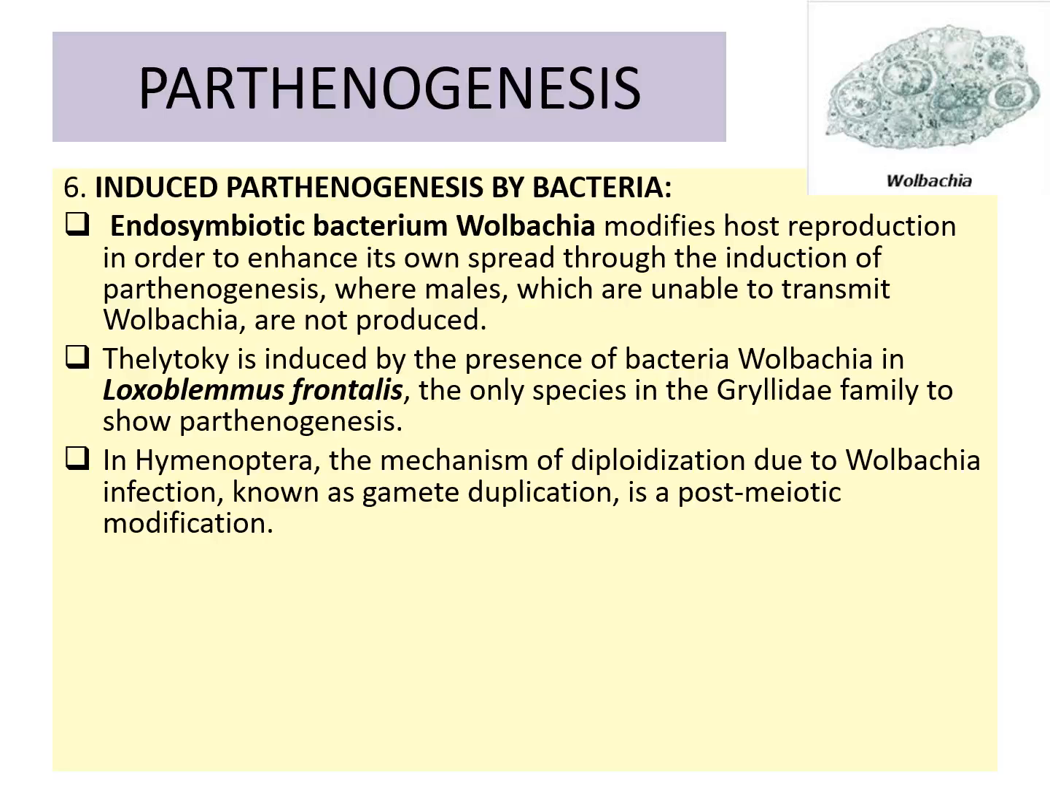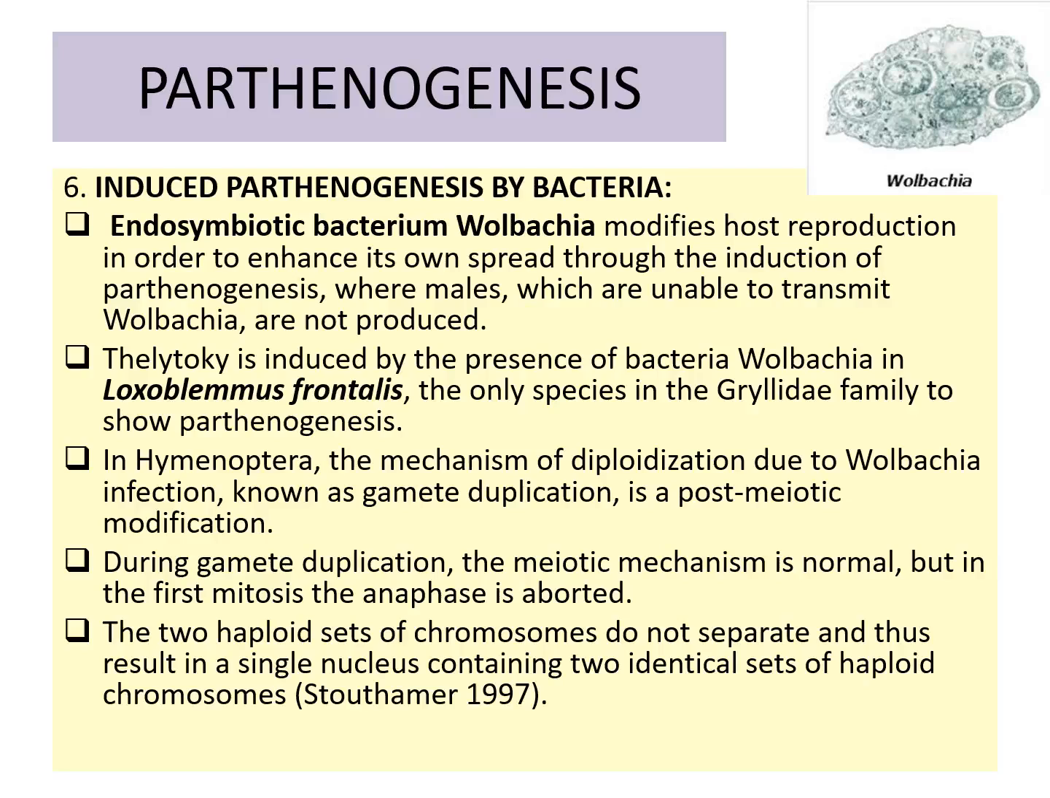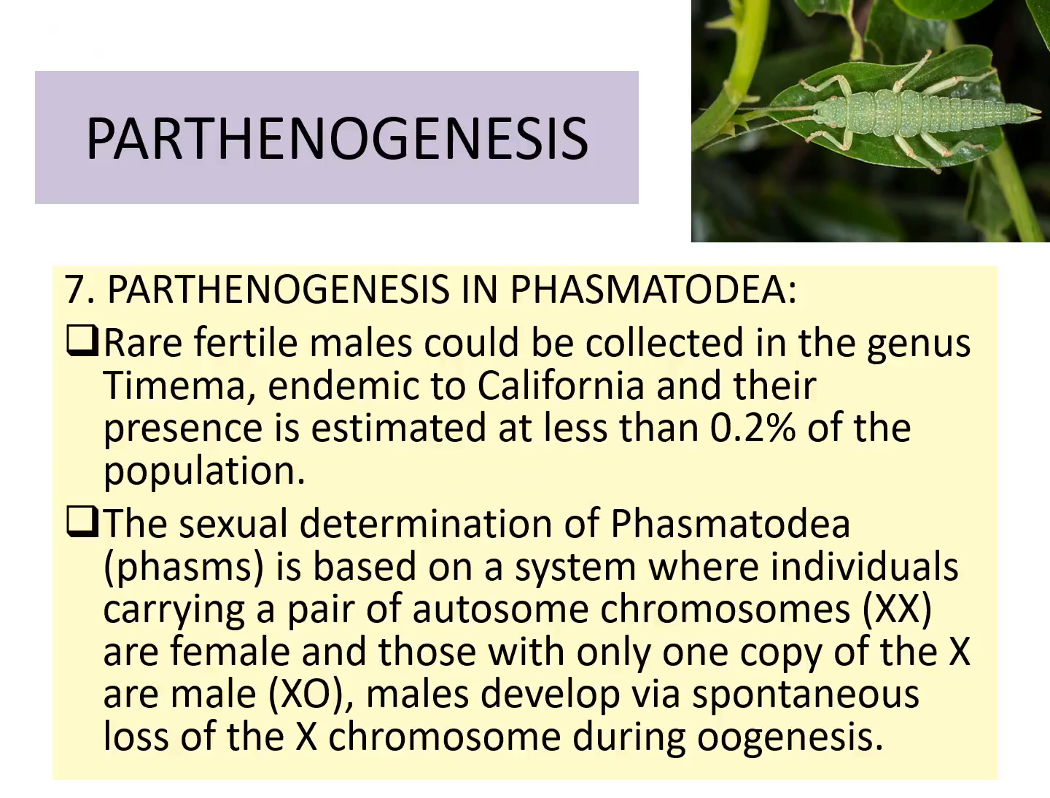In Hymenoptera, the mechanism of diploidization due to Wolbachia infection, known as gamete duplication, is a post-meiotic modification. During gamete duplication, the meiotic mechanism is normal, but in the first mitosis, the anaphase is aborted. The two haploid sets of chromosomes do not separate, thus resulting in a single nucleus containing two identical sets of haploid chromosomes. Next is parthenogenesis in Phasmatodea.